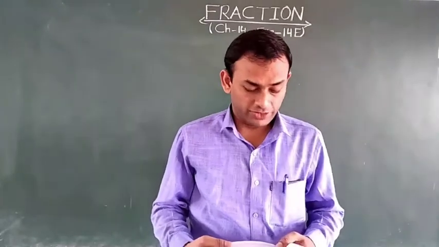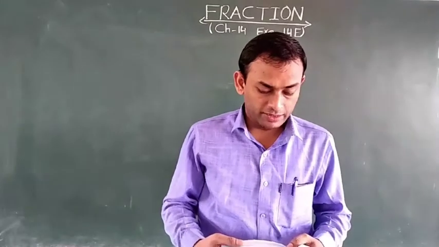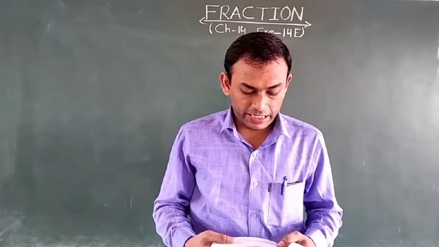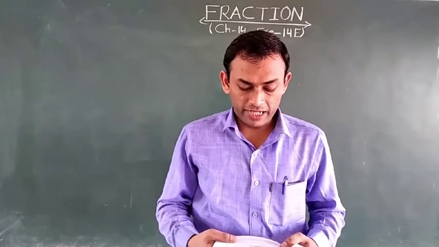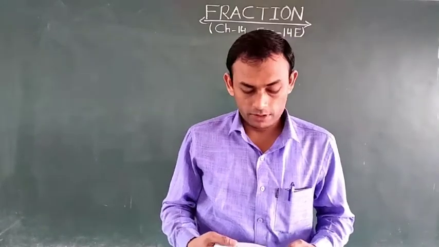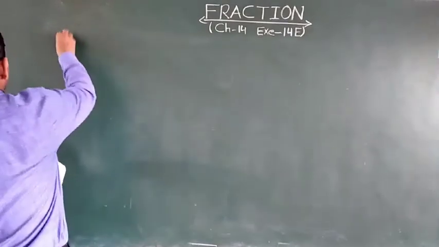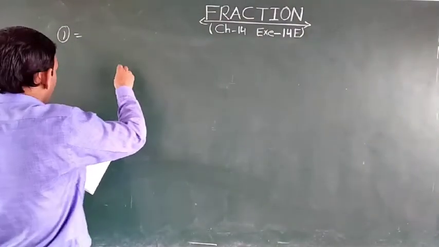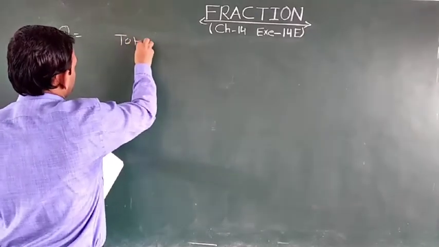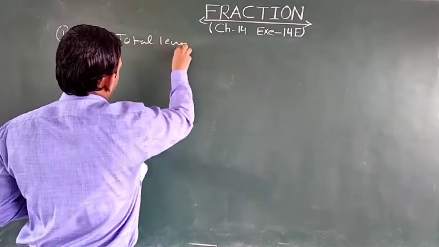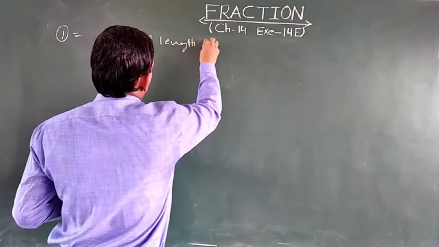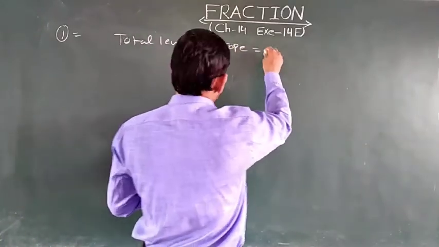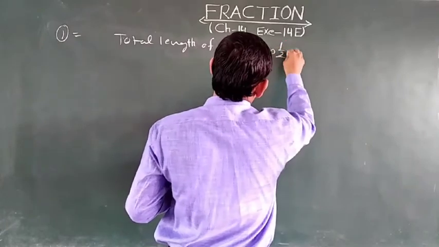So the first question is saying: from a rope, 10 whole 1 by 2 meter long, 4 whole 5 by 8 meter is cut off. Find the length of the remaining rope. Okay. So the first question is saying the total length of rope is equal to 10 whole 1 by 2 meter.